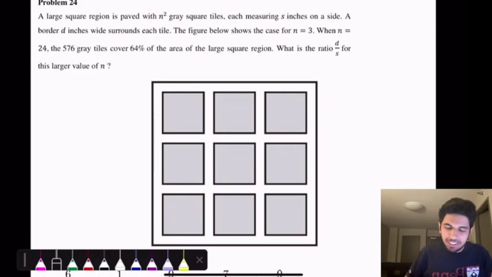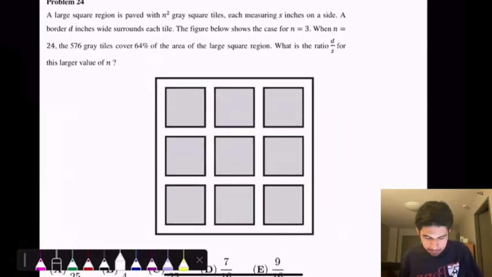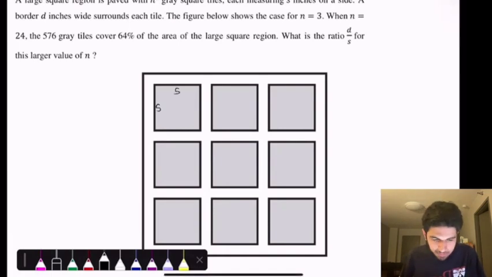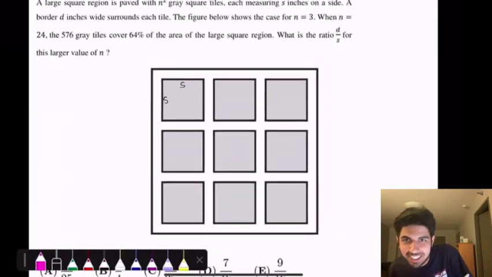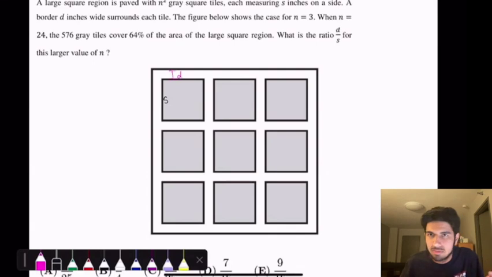So we're given a large square region is paved with n squared gray square tiles, each measuring s inches on a side. So in the diagram, we have these sides as s. A border d inches wide surrounds each tile. So the border here, what I drew in pink, has length d, or it's d inches wide. And the figure shows the case for n equals 3. So n equals 3, 3 squared is 9, we do have 9 tiles.